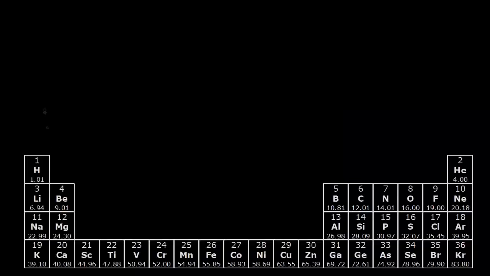Let's do electron configurations for the second period. So we find the second period on the periodic table, and we go across, and the first element we see is lithium with 3 electrons. So 3 electrons to worry about for lithium.